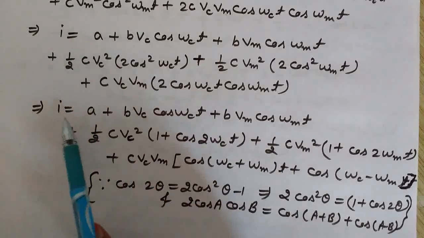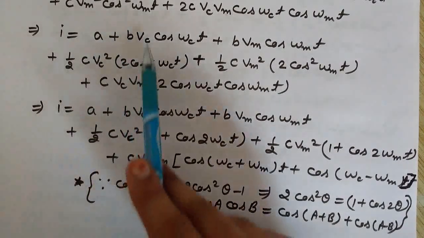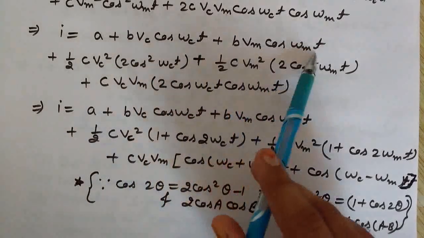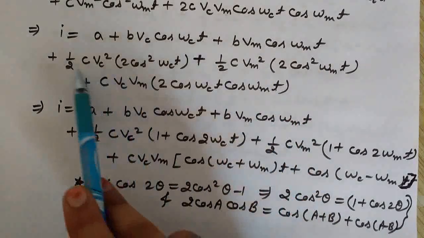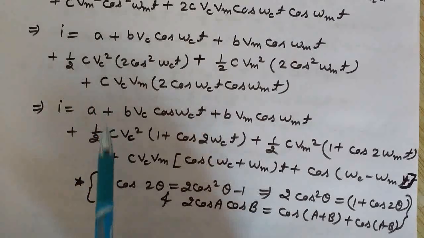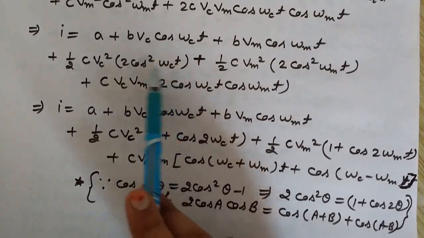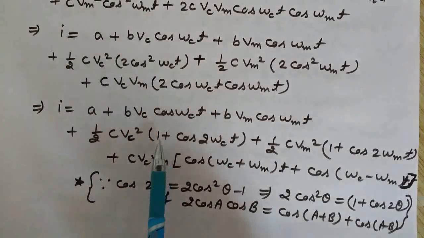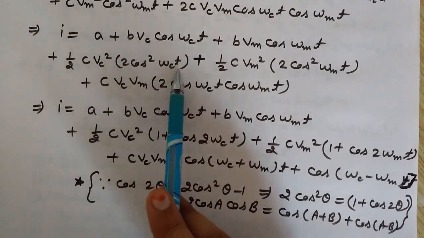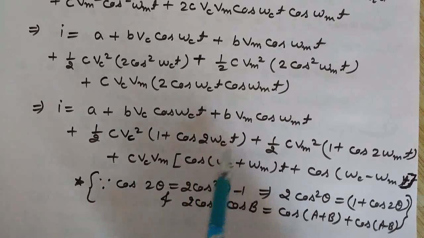So this expression is I equal to A plus B Vc cos omega ct plus B Vm cos omega mt, the same expression. The change is at this place only. Here we have half C Vc square, and 2 cos square omega ct. This 2 cos square omega ct can be written as 1 plus cos 2 omega ct. Actually, 2 cos square theta is nothing but 1 plus cos 2 theta.